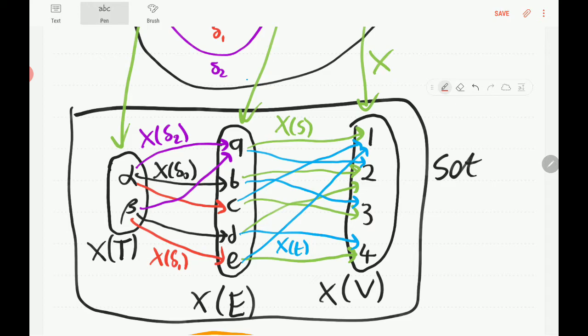X of delta 0, we can think of that as the kind of edge of the triangle obtained by taking that triple of vertices and discarding the one with the lowest index. Similarly, we can think of X of delta 1 as getting that triangle and discarding the vertex with the sort of middle-sized index, and X of delta 2 we can think of as getting that triple and discarding the vertex with the highest index.